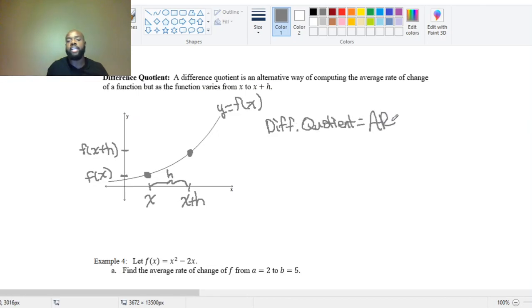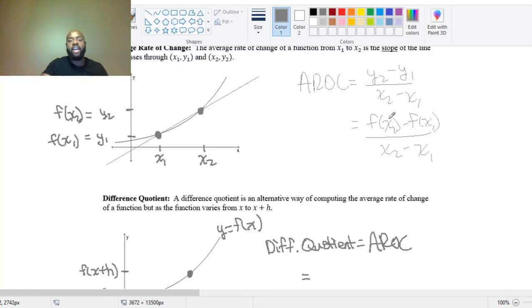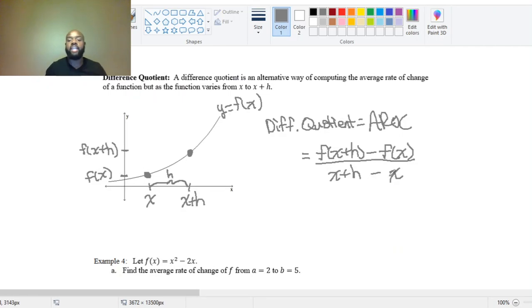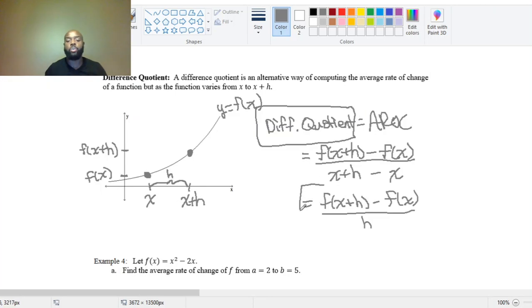And so my difference quotient equals average rate of change, which I'm abbreviating with AROC. If I use that same formula, f of x2 minus f of x1, well, f of x2 is f of x plus h, f of x1 is f of x, x sub 2 is x plus h, and x sub 1 is x. Notice here the x's cancel, and we get this formula here. So our difference quotient is equal to this formula right here.